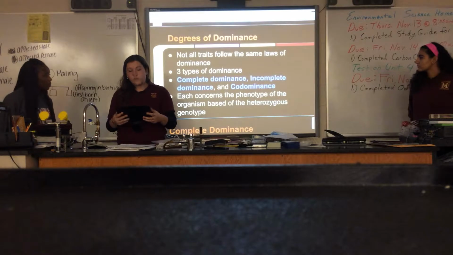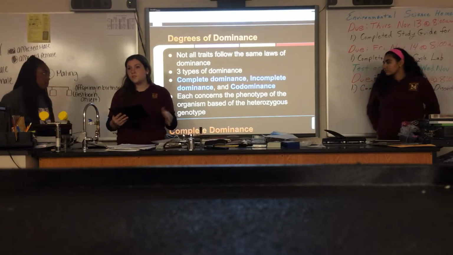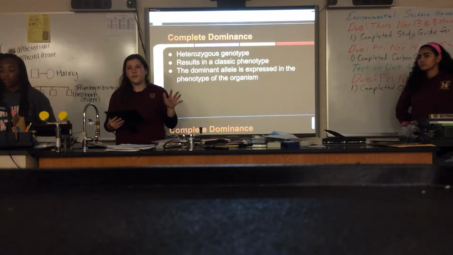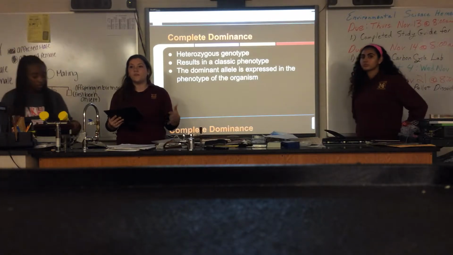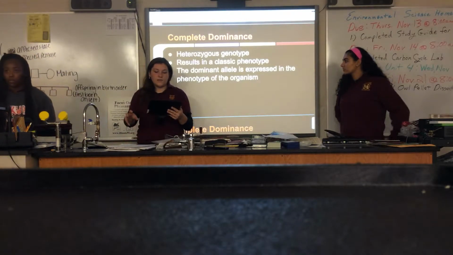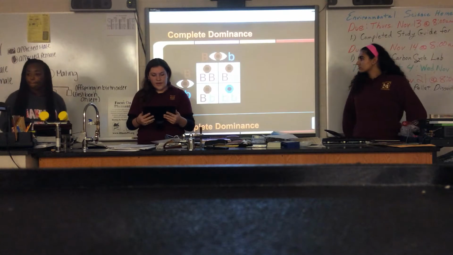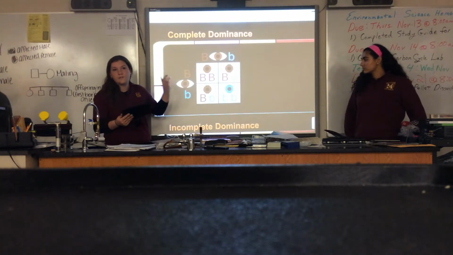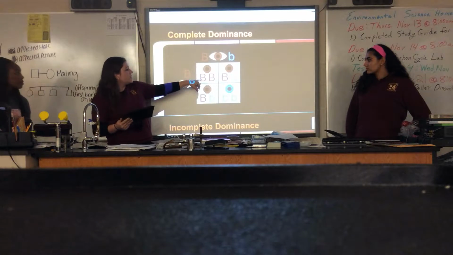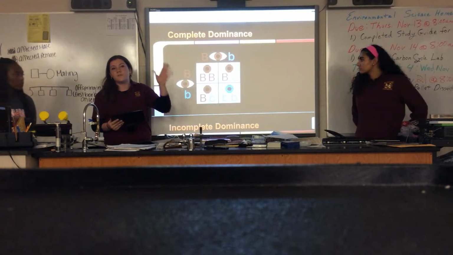So as we go in, I'm going to say that there are 3 different types of dominance. There's complete dominance, incomplete dominance, and codominance. And each of these concerns the phenotype of the heterozygous alleles. Complete dominance is the classic form of dominance that we generally think of when we think of a heterozygous organism. With the heterozygous genotype, we get a dominant allele that is expressed in the phenotype, and only that allele is expressed. For example, if we had someone who is heterozygous for brown eyes, so they have a dominant allele for brown eyes and a recessive gene for blue eyes, when they mix, they would end up with brown eyes. Even though there is a blue eye allele, it is being suppressed by the brown eye allele.